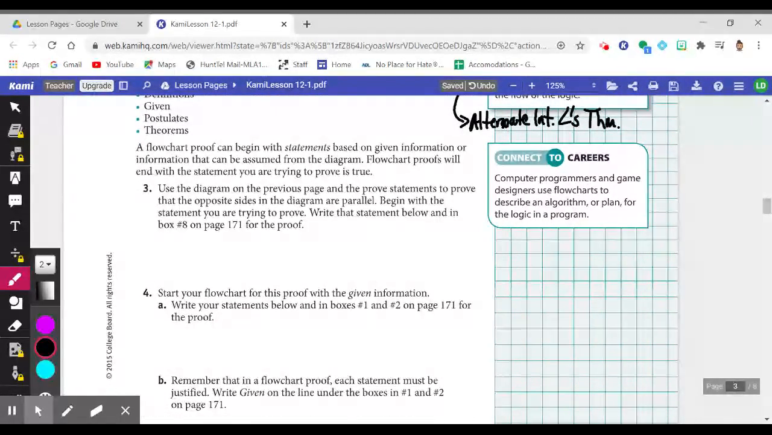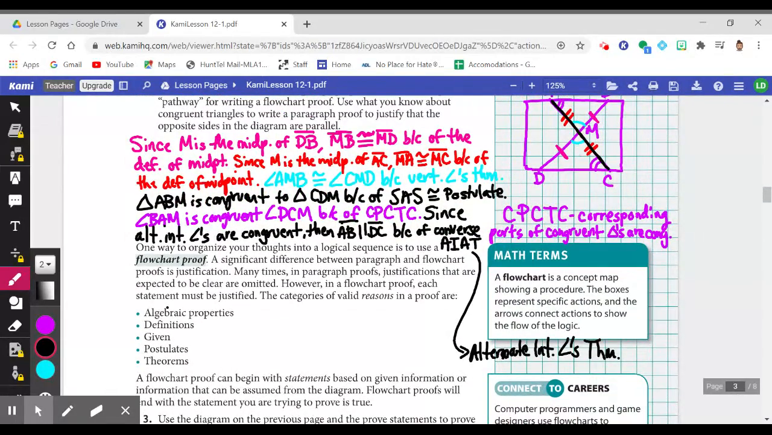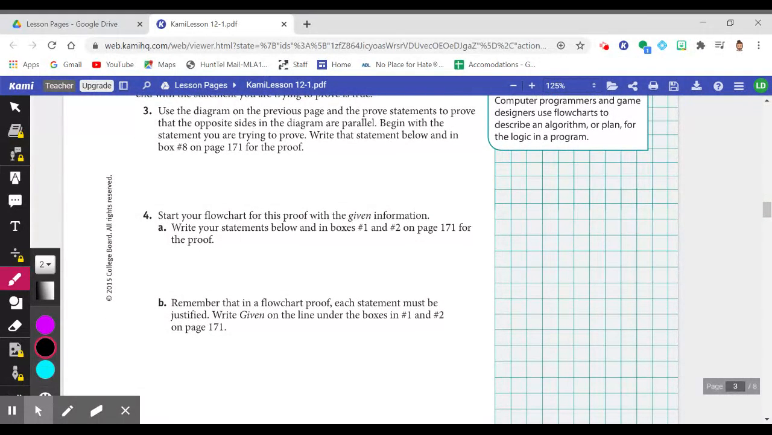So a flowchart proof can begin with statements based on given information or information that can be assumed from the diagram, things we know to be true. Just like up here, I knew these two angles were congruent, not because anybody told me they were, but because all these vertical angles have to be congruent because of the vertical angles theorem. That wasn't given to us in the given. That's something we saw in the diagram. That's what they're talking about here. So if you would, go ahead and complete number 3, 4A, and B before playing through the video.